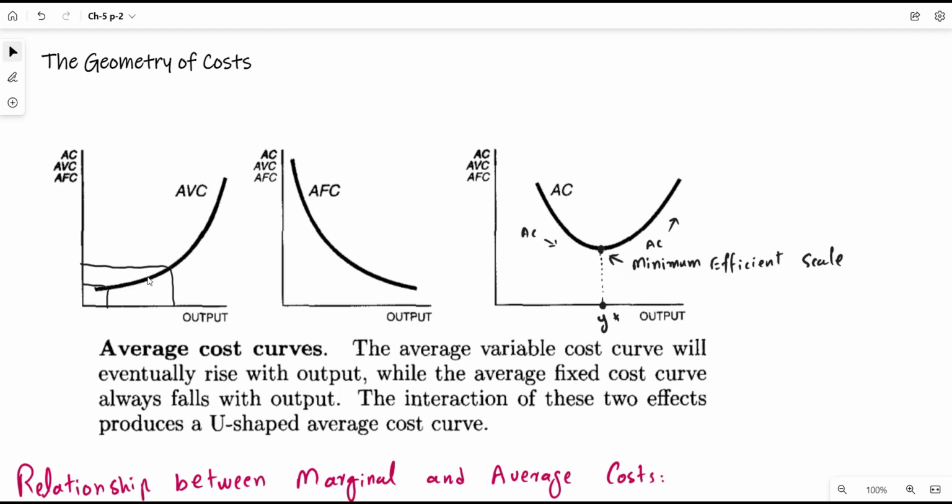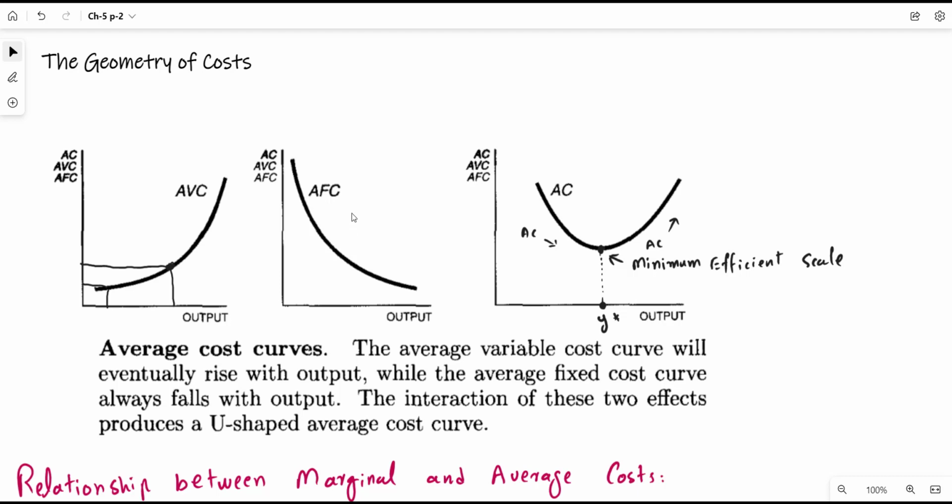And it is increasingly increasing. It is increasing at an increasing rate. This is because of the law of diminishing returns, right? Which means that the per unit cost for each additional unit increases. So that's why it is increasing at an increasing rate.